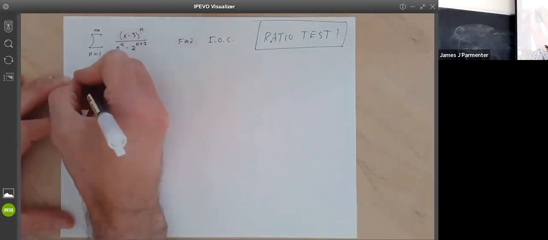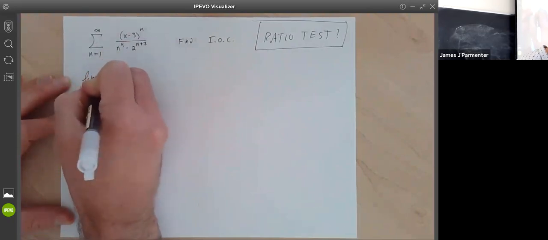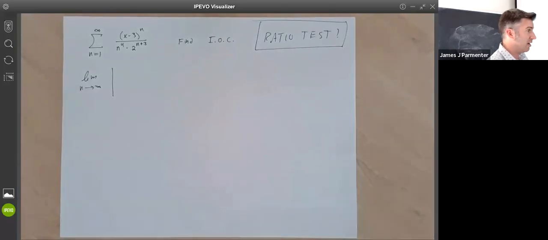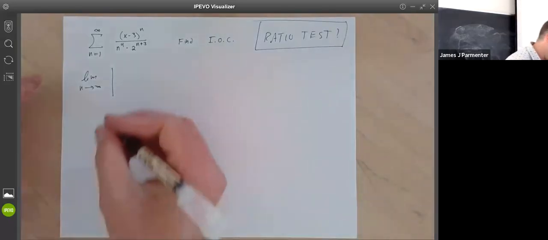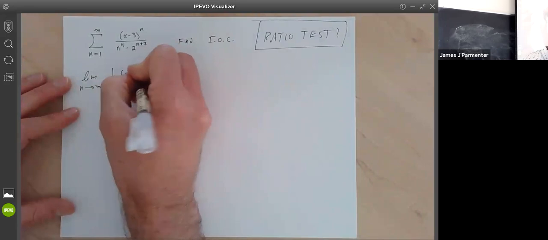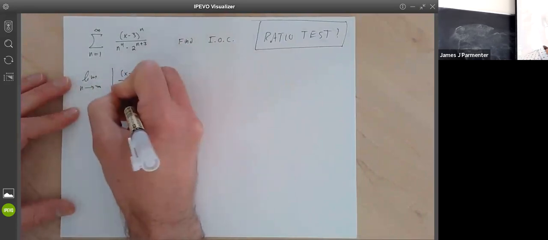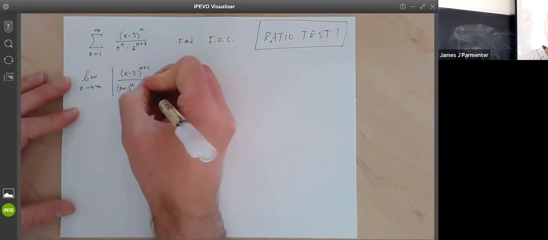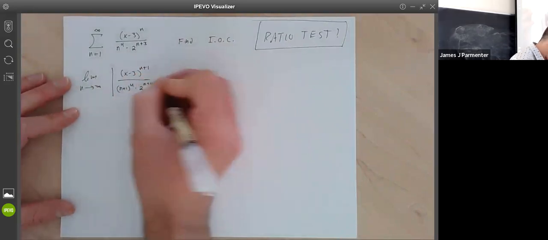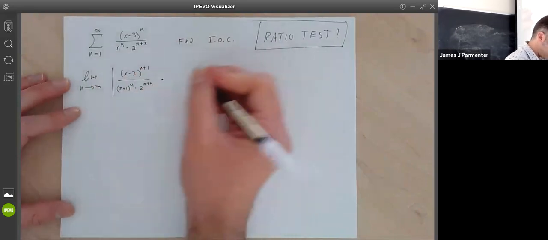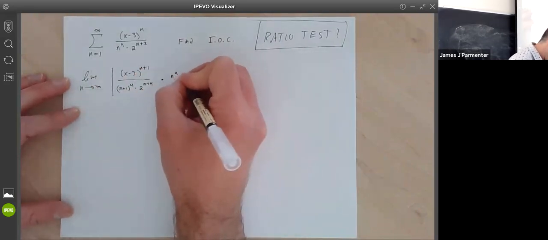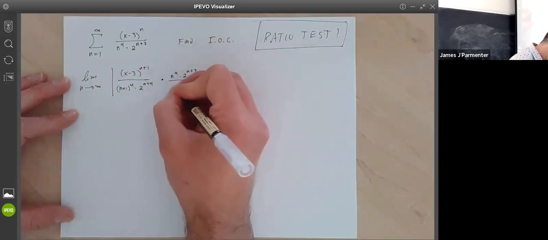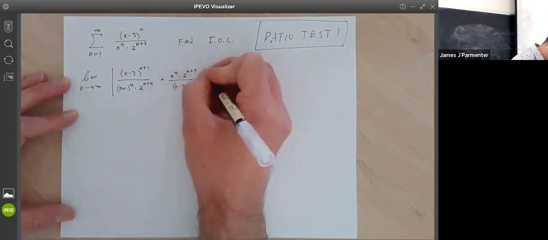Okay, so we're doing the limit as n goes to infinity. You really do need the absolute values here, right? Because you have x and we're actually trying to find the values for x. So the absolute value is necessary. We have (x minus 3) to the n plus 1 over (n plus 1) to the 4th times 2 to the n plus 1 plus 3, which is n plus 4, times the reciprocal, n to the 4th, 2 to the n plus 3 over (x minus 3) to the n.